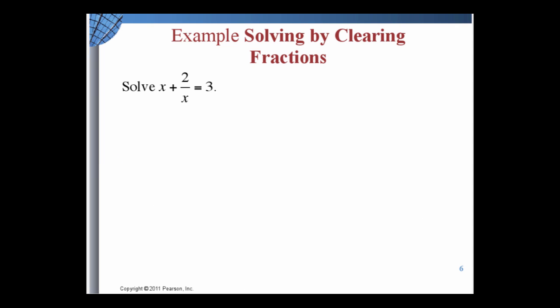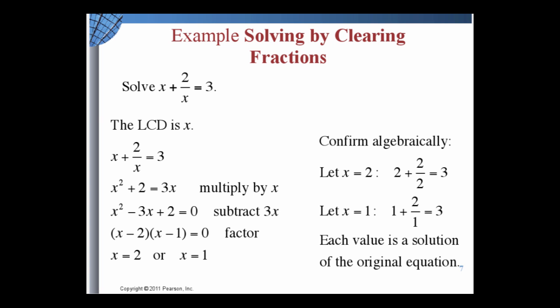Here's another one. Determine the LCD, clear the fractions, and solve. The LCD is x, multiply through by x, solve the resulting quadratic. This time we get two solutions. As long as those two solutions work in the original equation, and they both do, here's the work for it, then we know that each value is a solution of the original equation.